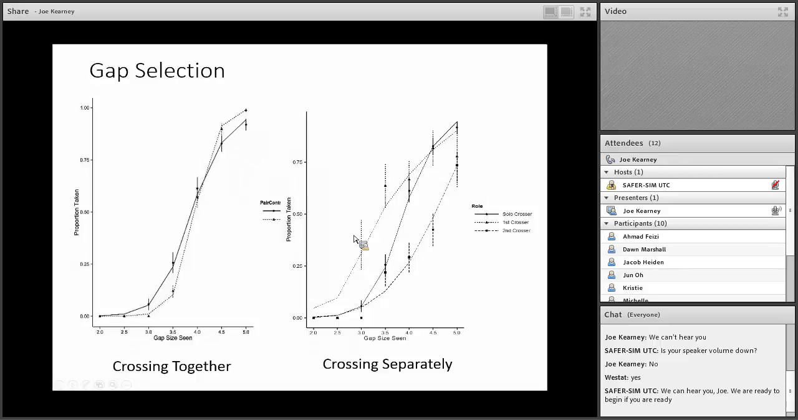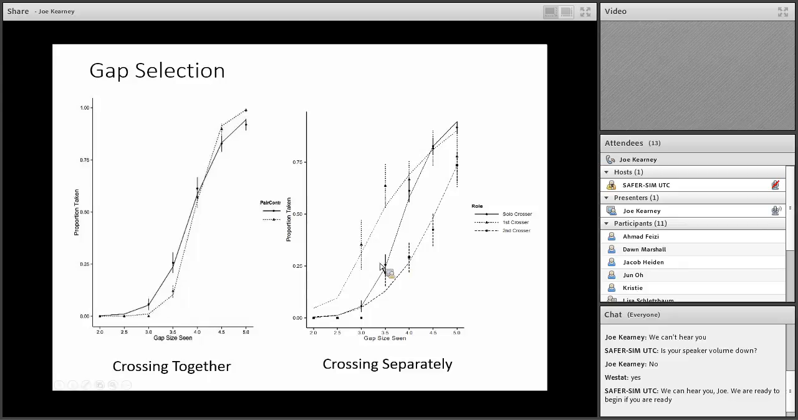On the right is a logistic regression graph of when they crossed separately. So on roughly 25% of the trials, one person crossed first, and then the second person waited till a later gap and then crossed. And what you see here is that the person who crossed first is this line on the left side, the dotted line on the left side with the smaller dashes. The larger dashes here more towards the right, that's the second crosser. And in the middle is a repeat of the solo crossers that's in this graph to the left as well. That's provided there for comparison.